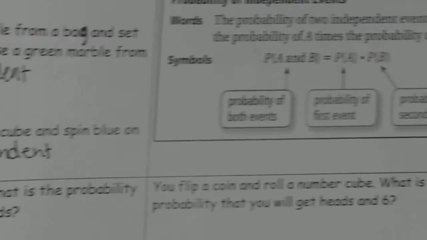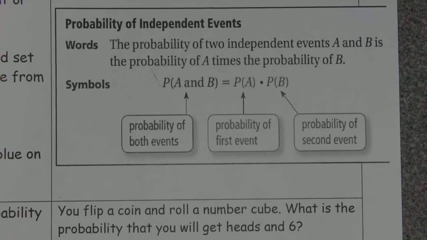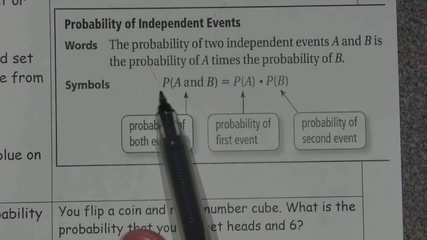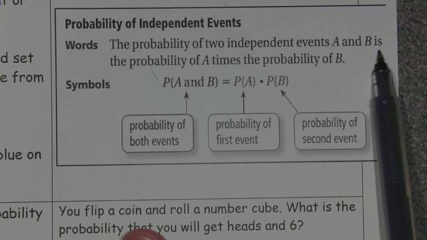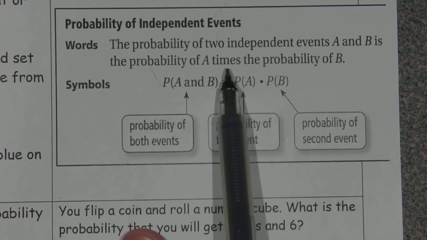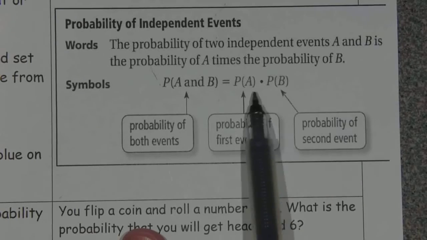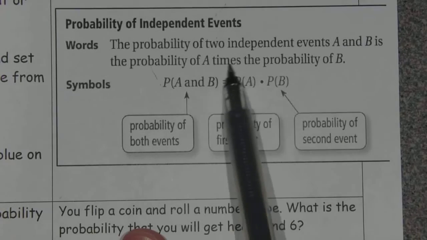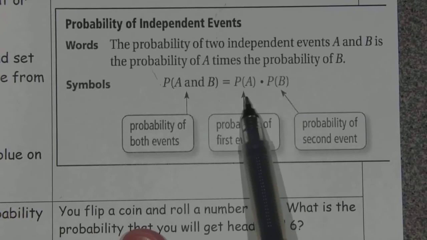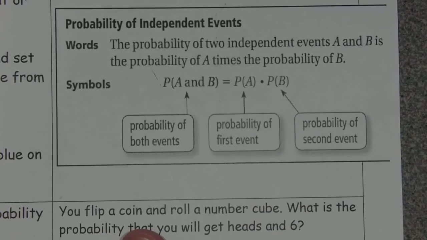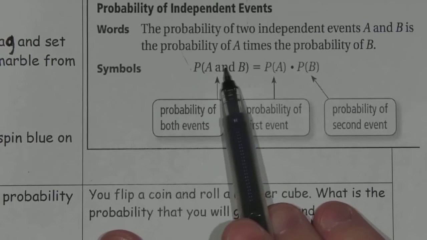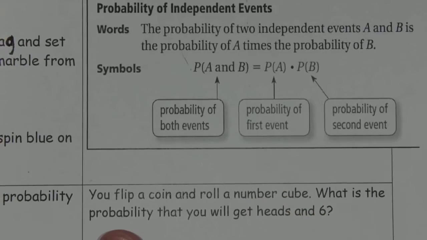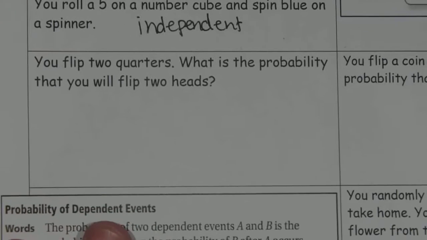Okay, so the probability formula for independent events, it says here, the probability of two independent events, A and B, is the probability of A times the probability of B. So we're just gonna find the two probabilities separately, and we're gonna multiply them together. Okay. Did you notice that the word is and when that happens? That's just for future reference.